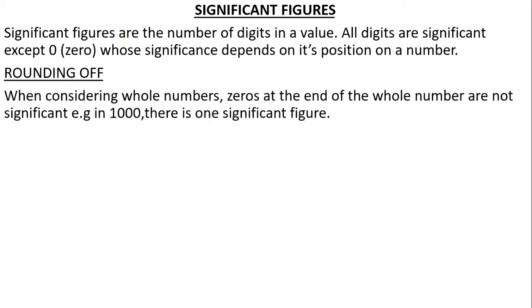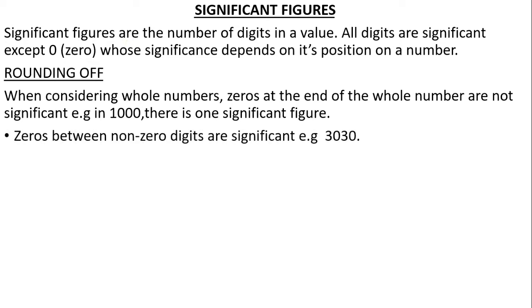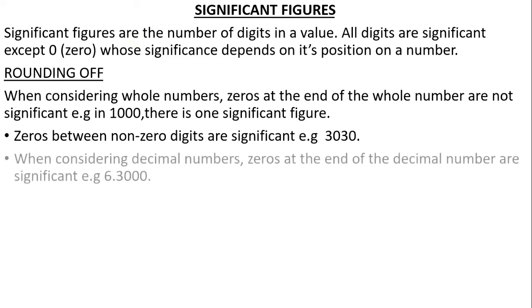Rounding off. When considering whole numbers, zeros at the end of the whole number are not significant. For example, in 1000, there's only one significant figure. Zeros between non-zero digits are significant. For example, 3030, the zero between the 3 and 3 is significant.